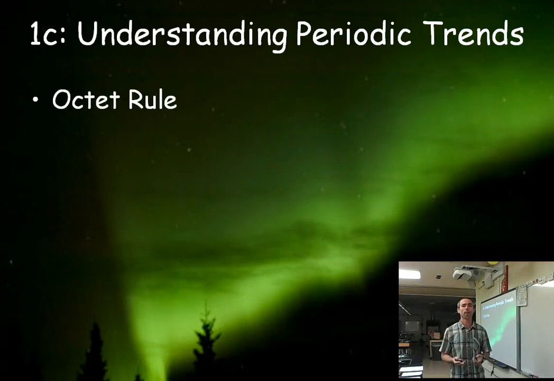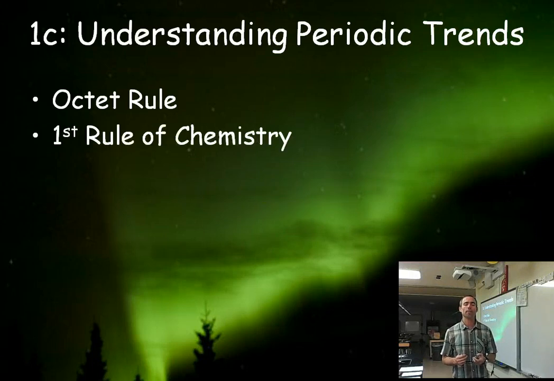And to help you out, I gave you a reminder about the octet rule. Remember the rule of 8, that all atoms want to have 8 valence electrons to look like noble gases. Helium would be the exception with 2. And then the first rule of chemistry, which simply states that opposite charges attract. So plus and minus attract.